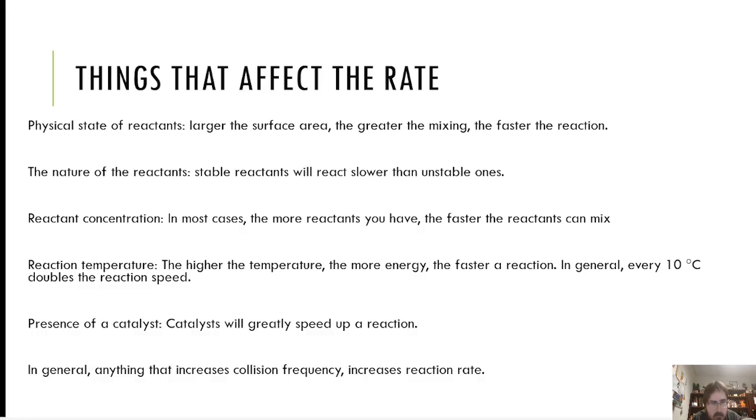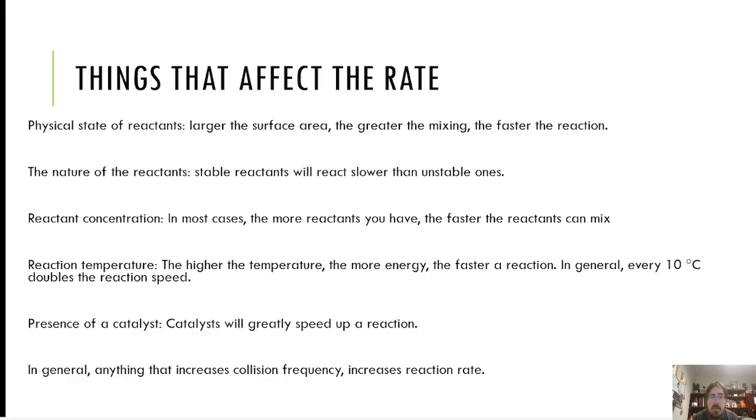If you're going to a party to pick up singles, and it's mostly married couples, you're going to have a hard time finding someone to date. But if it's a lot of single people, you will have a higher chance of finding a date. So it's all about the number of reactive atoms.